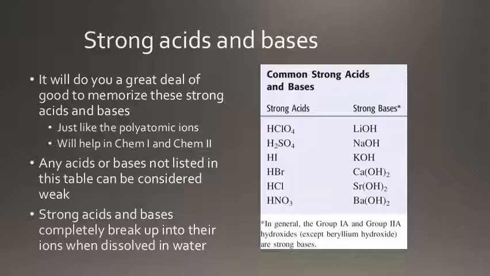What we mean by strong acids and bases is that, when dissolved in water, they completely break up into their component ions. With something like HBr, which is one of the strong acids, hydrobromic acid, there is no molecular hydrobromic acid dissolved in water. It all breaks up into its H+ and Br- ions.